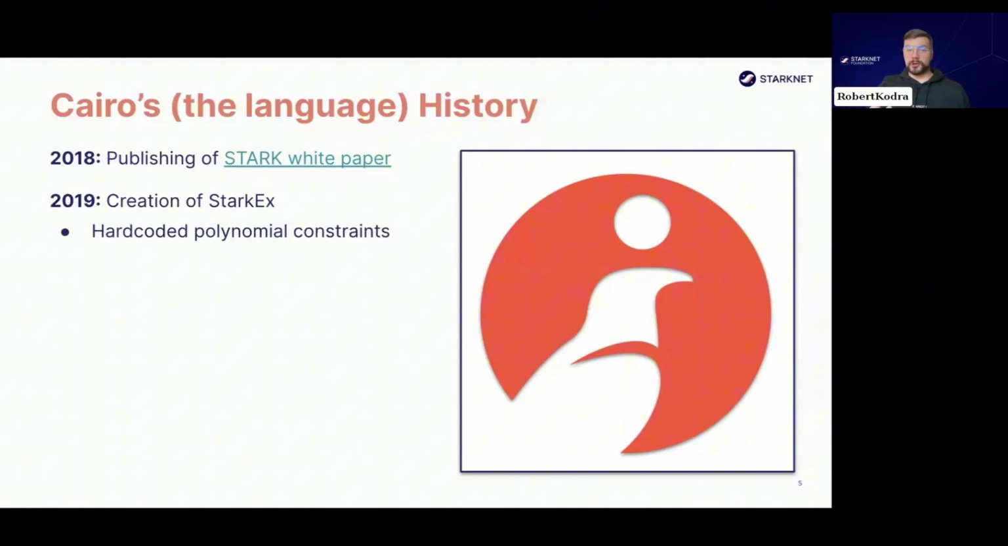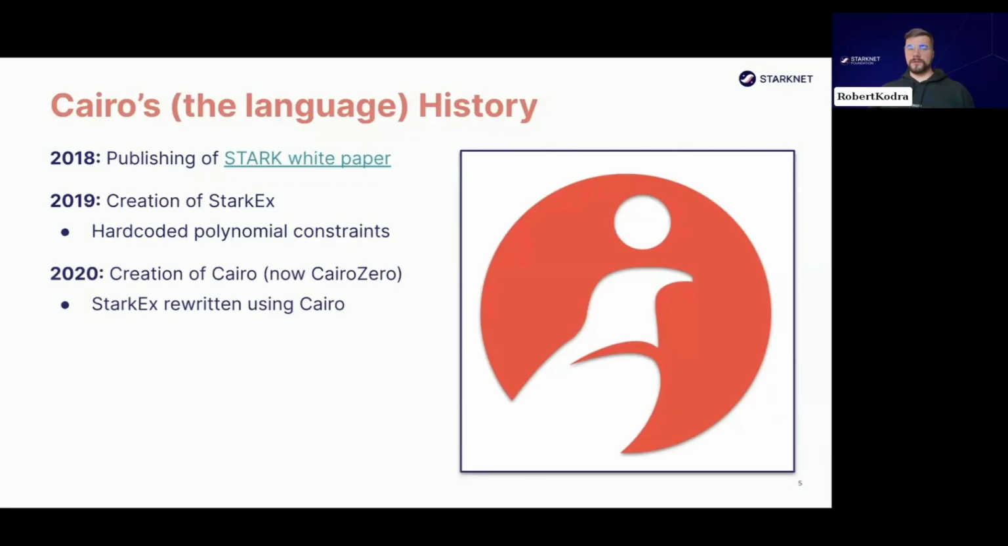Initially, this was hard-coded polynomial constraints. Due to the limitations, it was feasible to code them like this because it was only needed for perpetuals and spot trading. But then in 2020, there was the need for a new programming language, called Cairo or Cairo 0, mainly because more features wanted to be built on StarkEx and make it more flexible. So Cairo was created in 2020. This is the Cairo 0 that we refer to now. And StarkEx has been rewritten using Cairo to make it flexible.